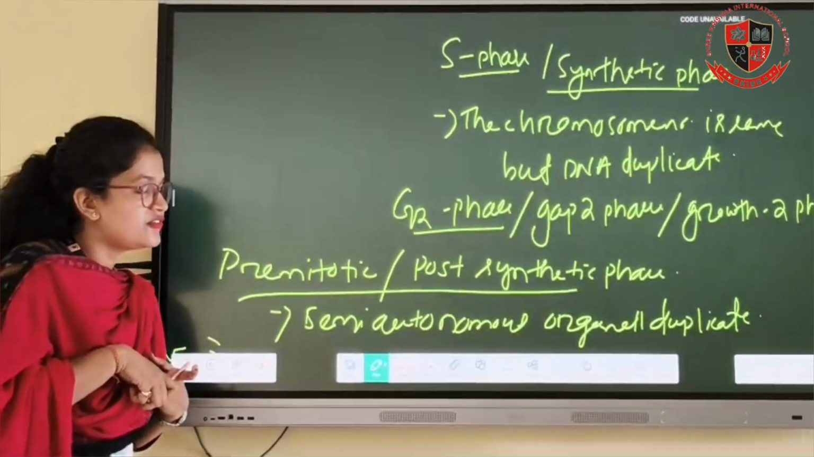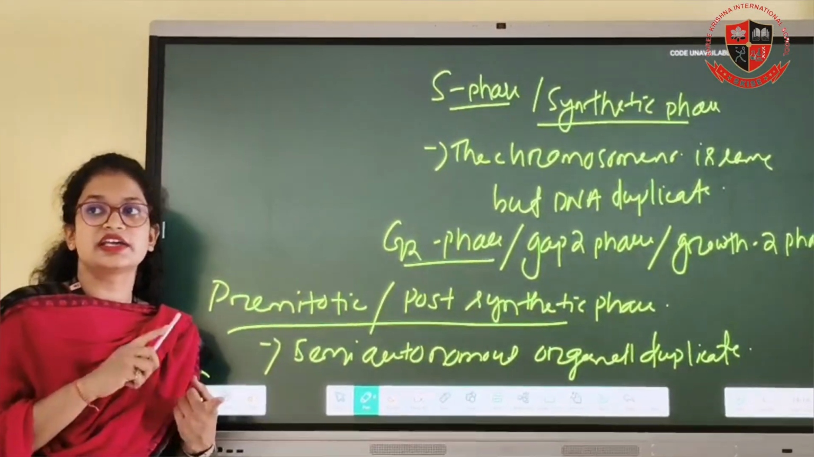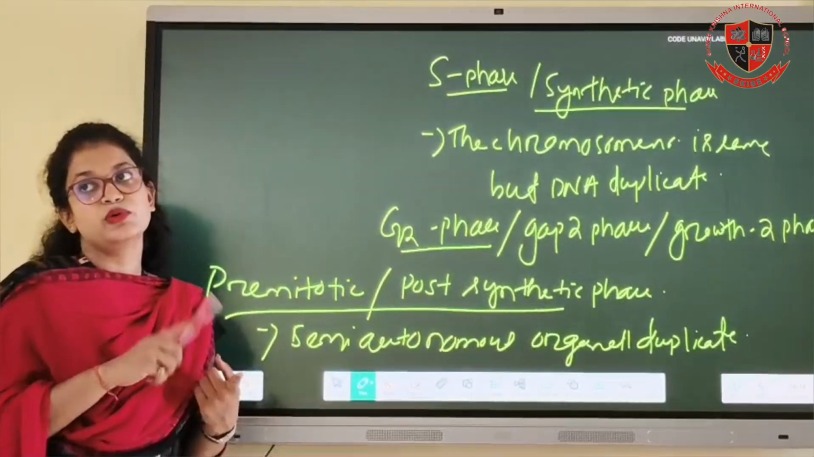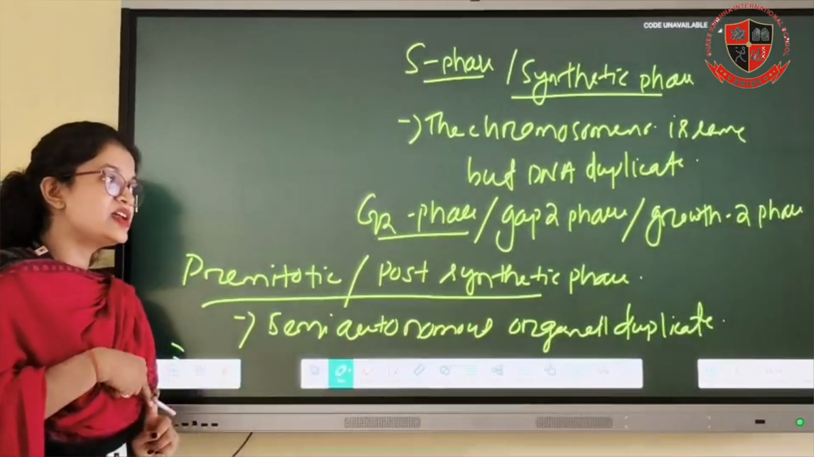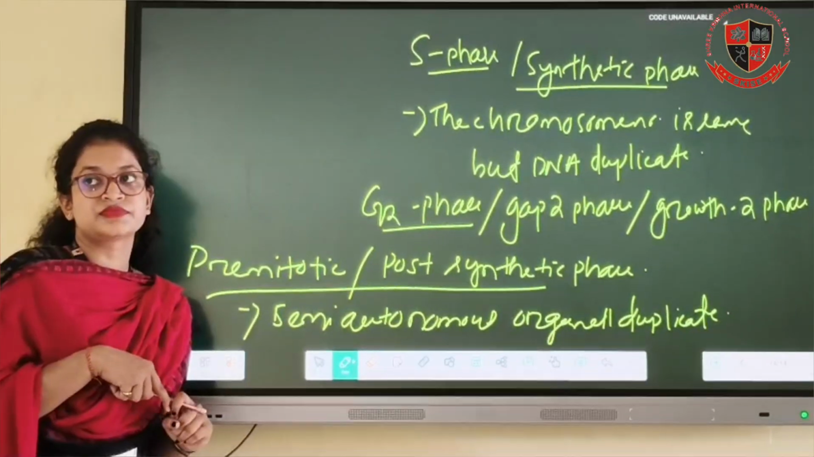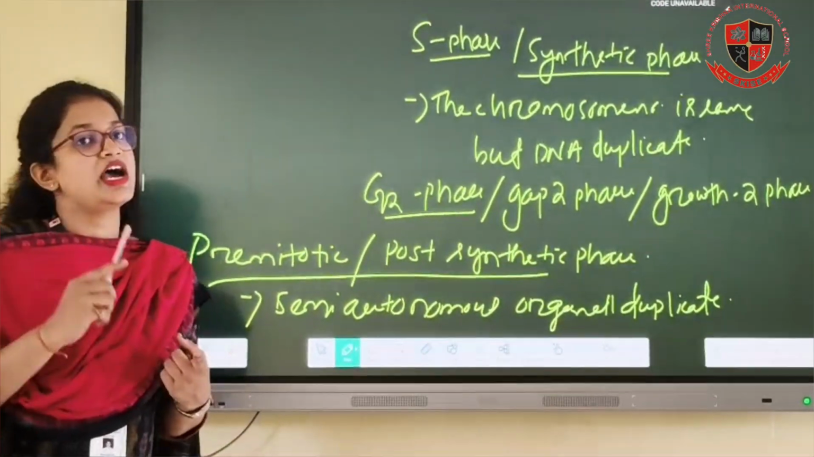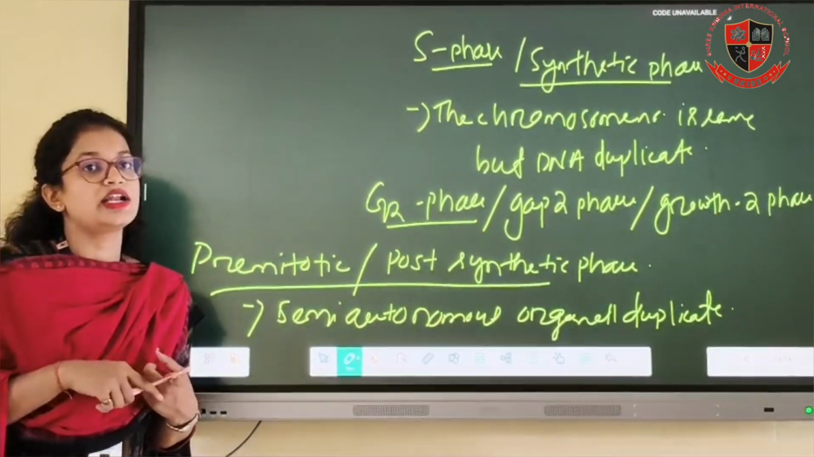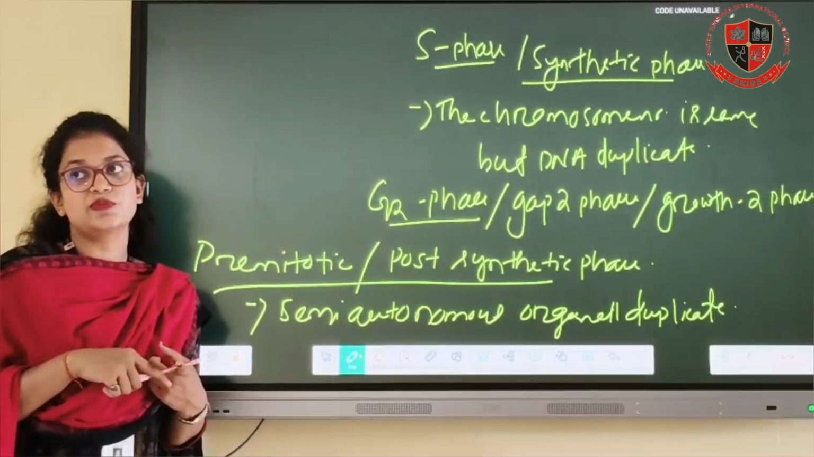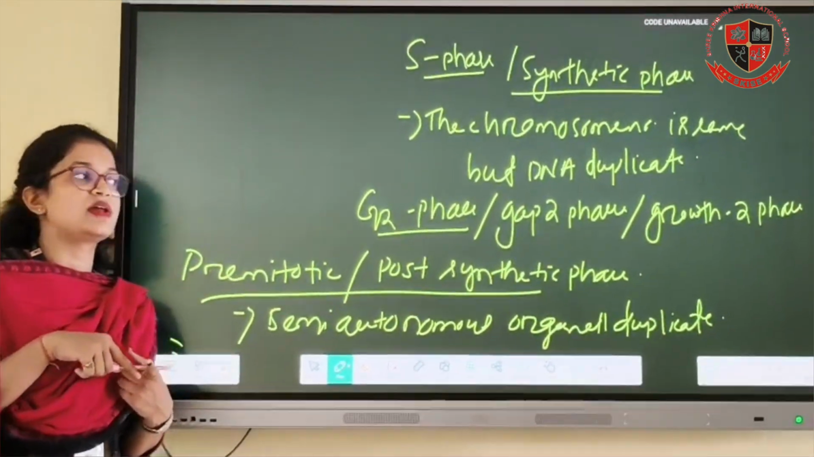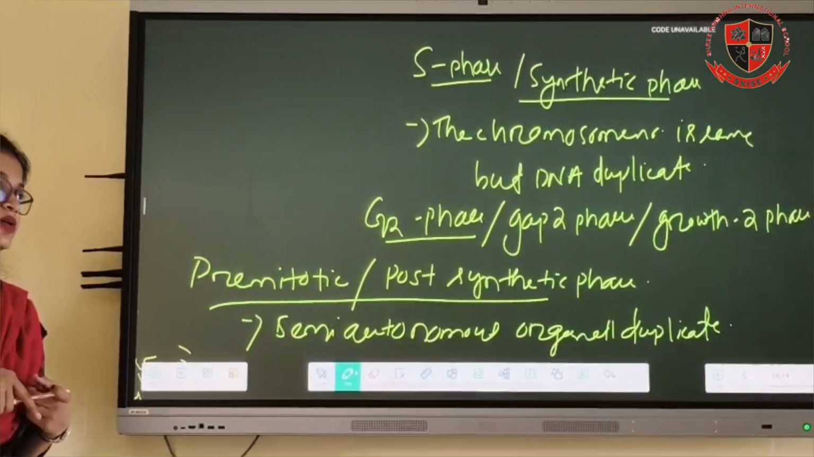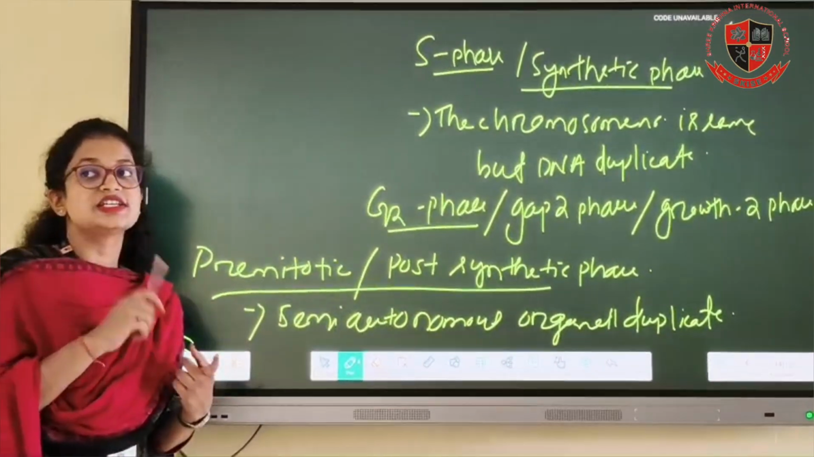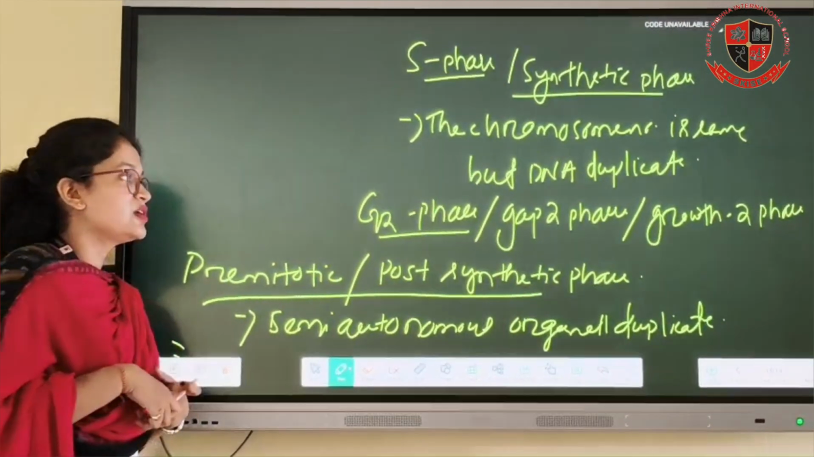In interphase, the G1 phase is otherwise called gap 1, growth 1, post-mitotic and pre-synthetic phase. In G1 phase, what will happen? Amino acid formation, RNA formation, protein formation, and all cell organelles duplicate except mitochondria and chloroplast, which are the semi-autonomous organelles.